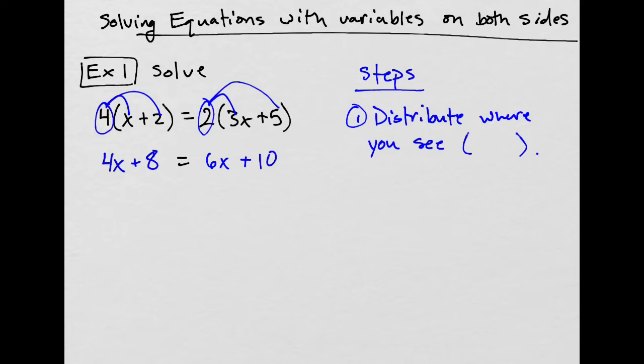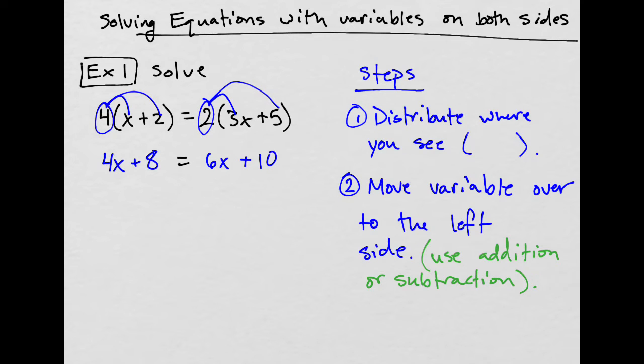So that's the first step. Very simple, easy first step. Distribute where you see parentheses. The next step is to notice that, okay, I have a variable on this side and a number, and a variable on this side and a number. I'm going to say just move everything, all the variables actually, move the variables over to the left side. Okay, so move the variables over to the left side.